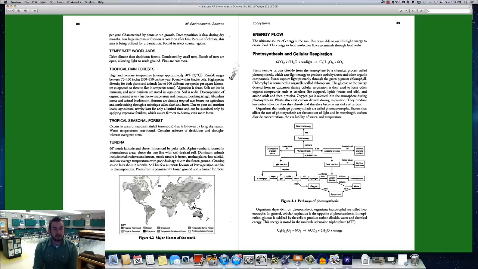Tropical seasonal forest occurs in areas of seasonal rainfall or the monsoon areas that are followed by long dry seasons, warm temperatures year-round, and contain a mix of deciduous and evergreen trees.